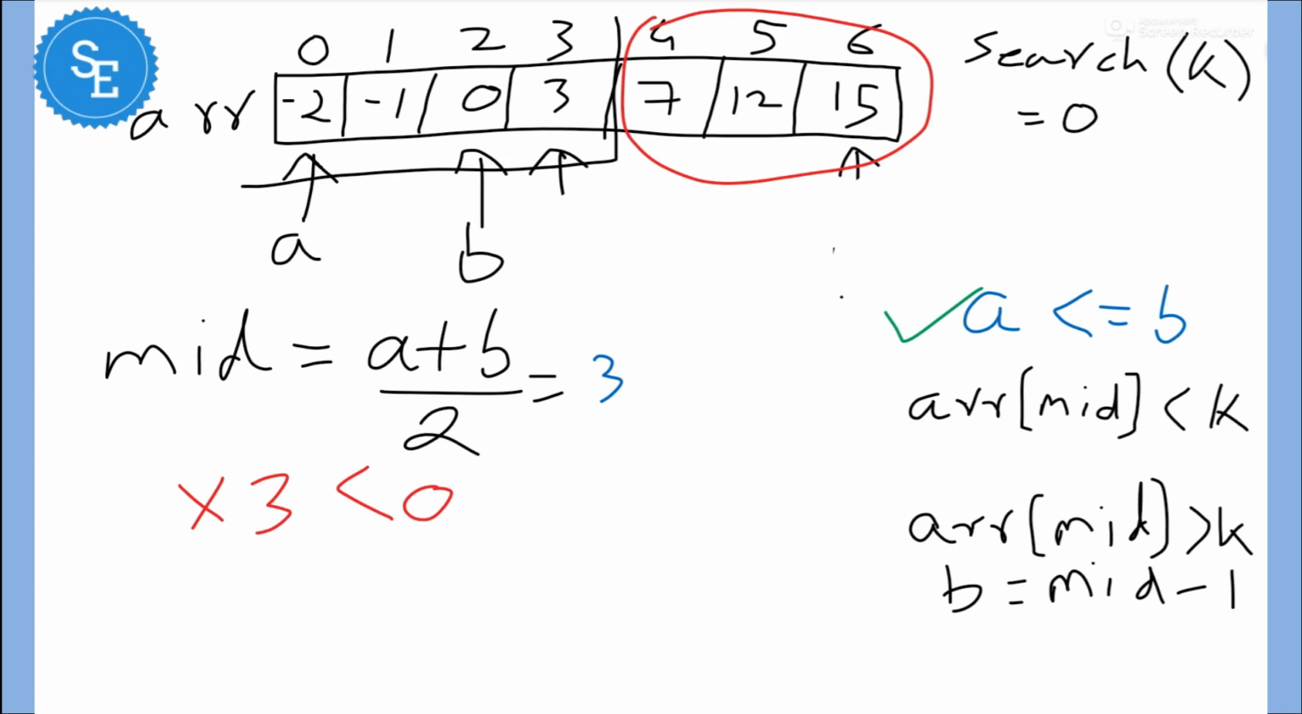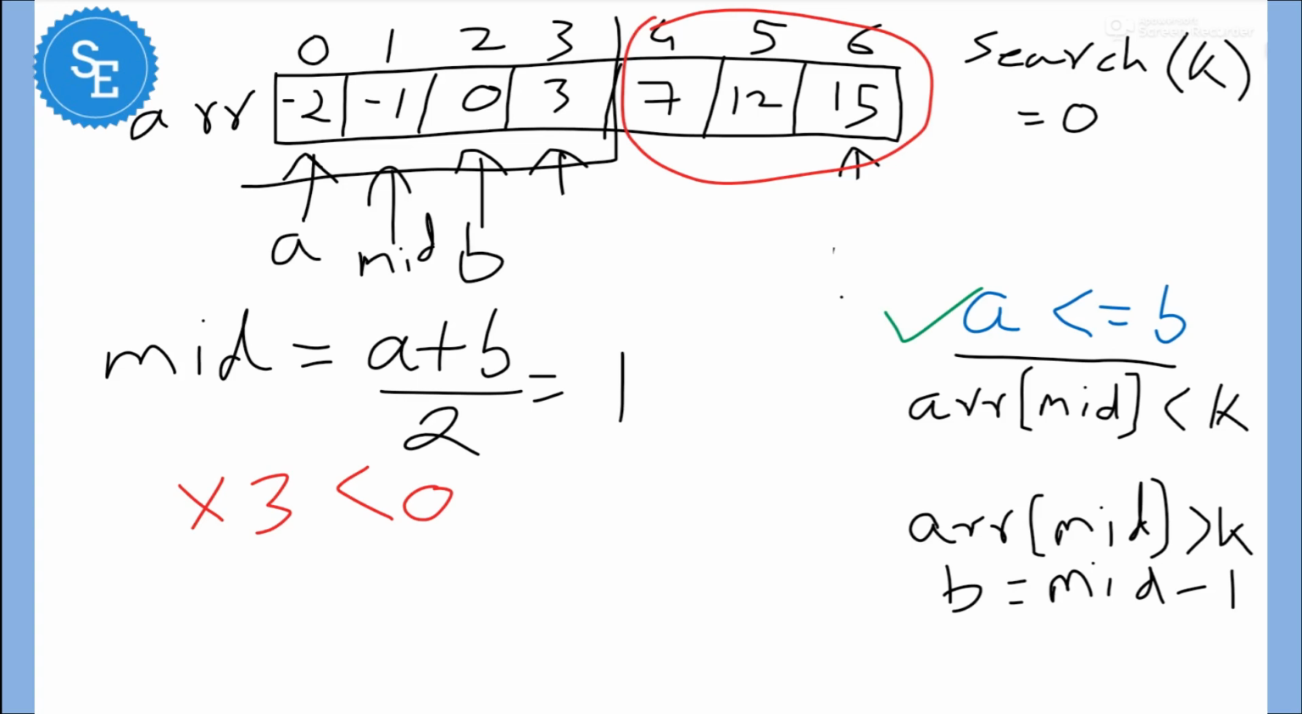We can see that the condition is again true, so we will calculate the mid. Here our values have changed, so this will be (0 plus 2) by 2, which is nothing but 1. So our mid value is 1, and it will be pointing till here.